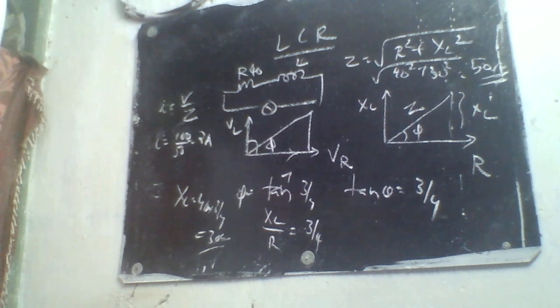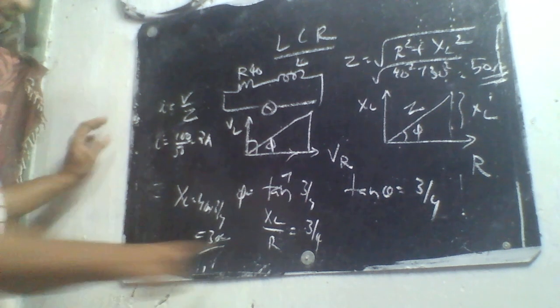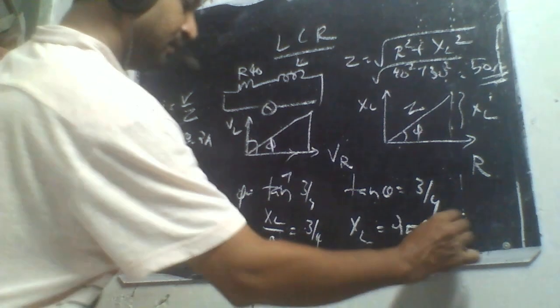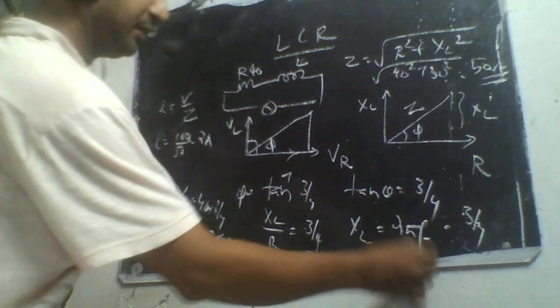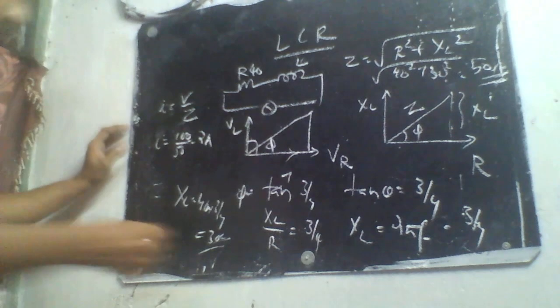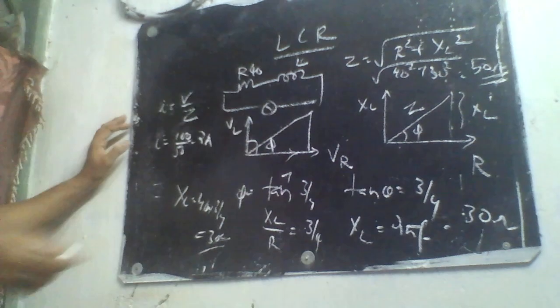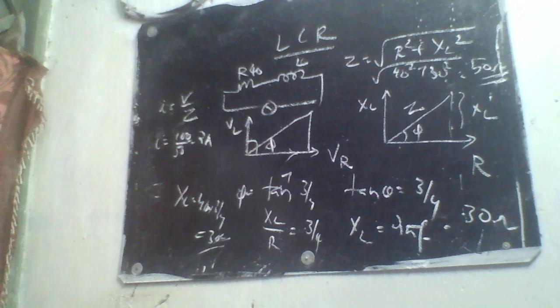I think one more part is there, that is, what is the frequency. You can find the frequency from here. XL is equal to 2 pi f. XL is 30 ohms. So you find f. You will get something related to 50 hertz.